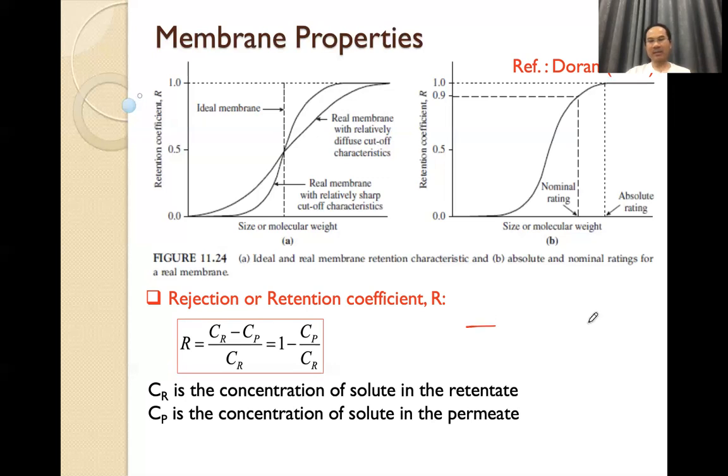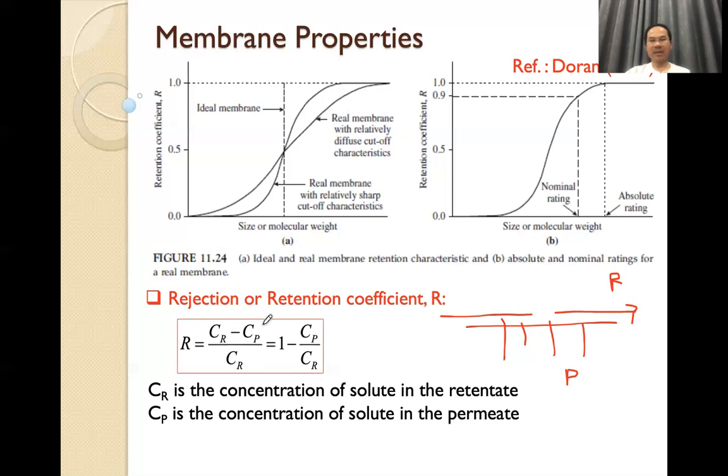For example, this is the membrane. This flows in, this flows out. This is the retentate or raffinate, and the fluid that flows across the membrane we call the permeate. The concentration of solute in the permeate is Cp, and the concentration of solute in the retentate or raffinate is Cr.